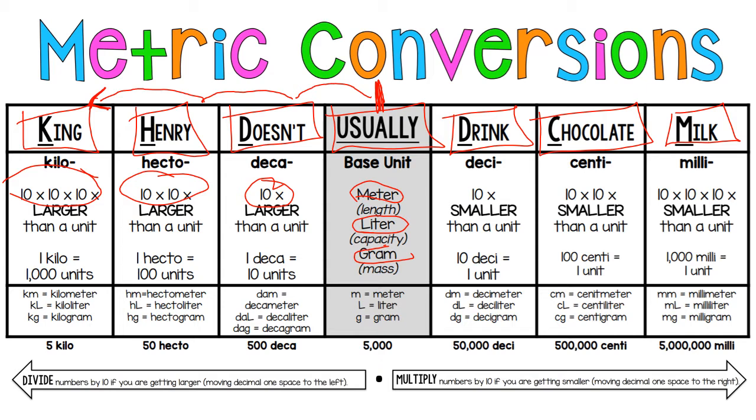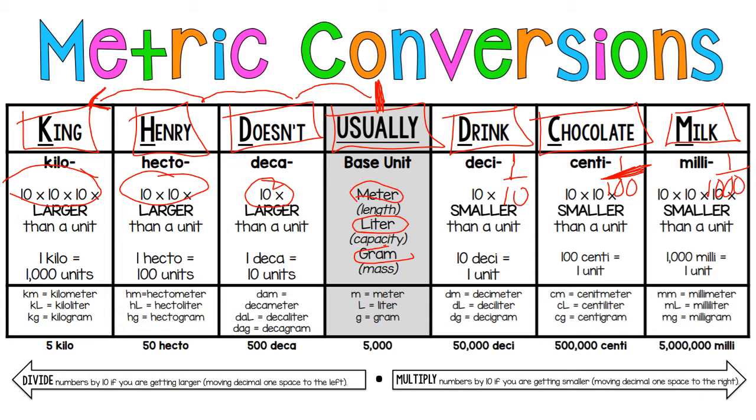Hecto is 100 times bigger than a meter. And kilo is 1,000 times bigger than a meter. So now we're going to go to the right, and we're going to talk about numbers that are less than 1 basic unit, okay? Deci stands for 10 times smaller than a unit, or 1/10 of the basic unit. Centi is 100 times smaller, so that's 1/100th of a basic unit. That's supposed to be a 1, not an L. Sorry, guys. And then milli is 1/1,000th of a basic unit.